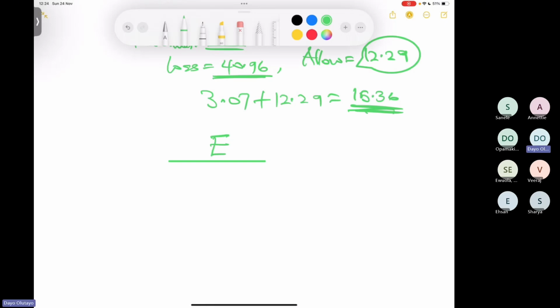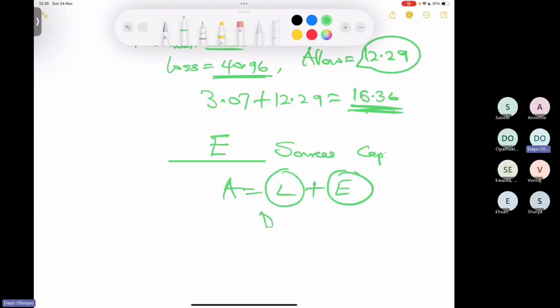Okay, looks like we're still doing good. Very good. So section E is about business finance, and that is about sources of capital. I mentioned it earlier when I said A equals L plus E. These are your sources of finance. Either you are using debt or you are using equity or you are mixing them, so it's a combination of these two. This is someone's money and this is your money.